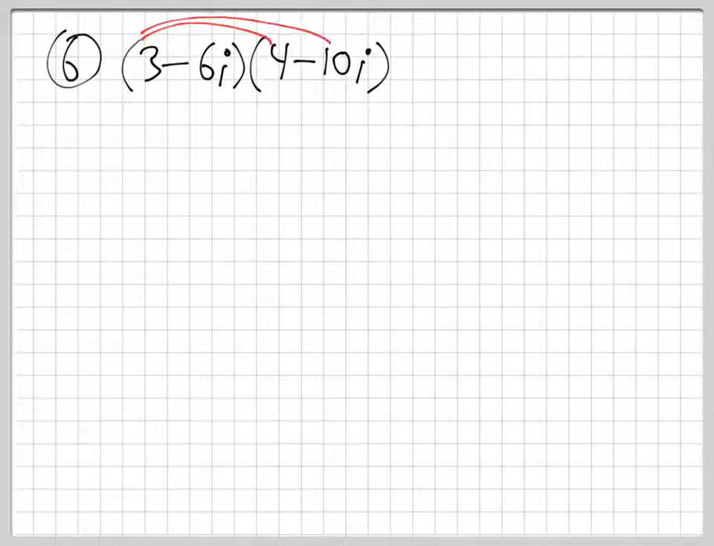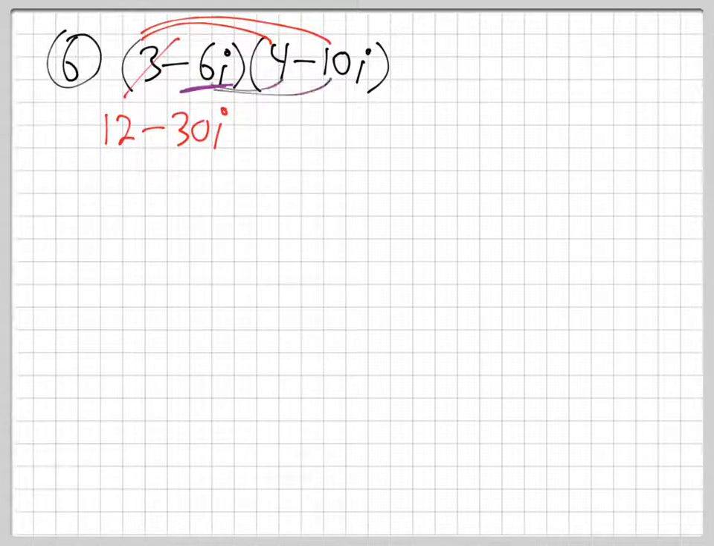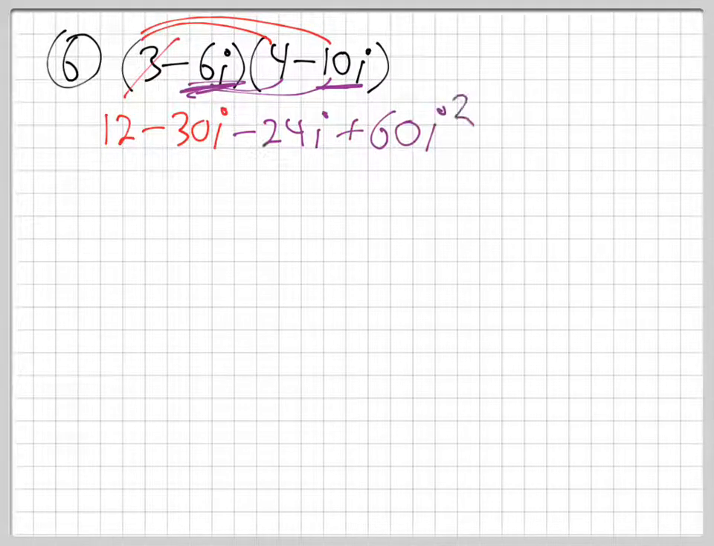So this 3 goes to both. 3 times 4 is 12 minus 30i. He's done. Is that okay so far? I just took that 3 to both. And now this -6i, that's his negative sign, will go to both. -24i and -6i times -10i, plus, two negatives make positive, 60i squared. Good so far? That's just normal, first to both, second to both, just like you would with an x. Nothing special. And now 12, that's just 12.